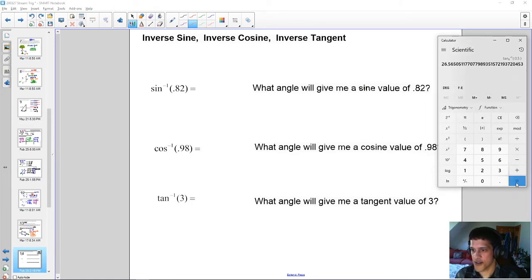Over here, we're going to type in our 0.82, and then we're going to do second sine negative 1. So we have sine negative 1 of 0.82. That's equal to 55.